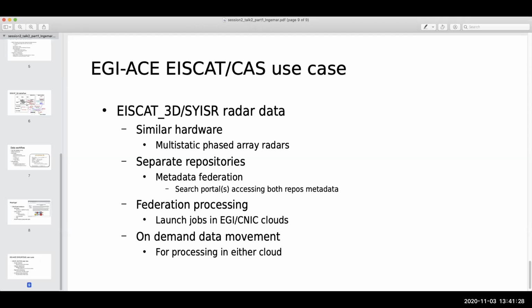And we are also proposing to test a processing federation, so we can launch jobs in either cloud, depending on where the data is. And if needed, there is also a data movement part of this, if we need to process everything in the same place.